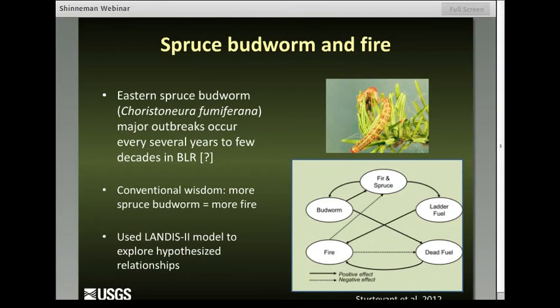And the conventional wisdom is that the more spruce budworm we have, the more fire, because it enhances fire incidence, usually several years following a defoliation event, because of the increase in dead ladder fuels. Its primary host is balsam fir, secondarily white spruce, and as it sweeps through an area, there is a lot of standing dead fuel that can potentially increase fire risk, at least over the short term.